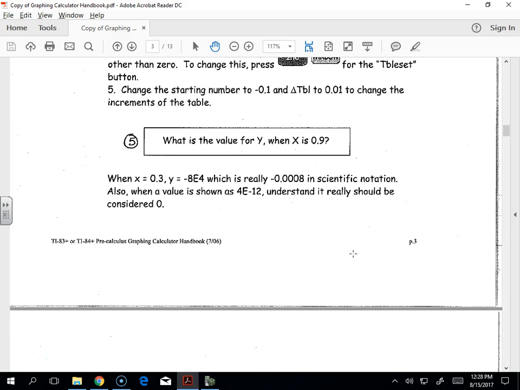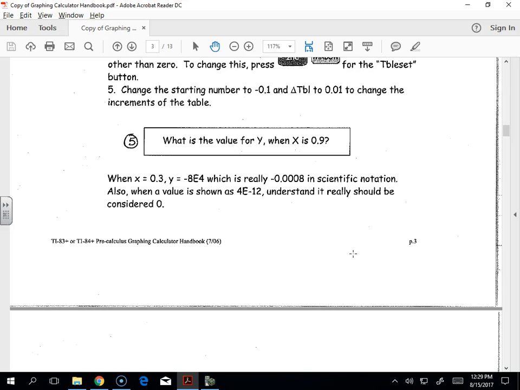Does anybody see a typo in the next paragraph? Especially anyone who's using chemistry. In some ways, that's true. Scientific notation, if you guys think about it.